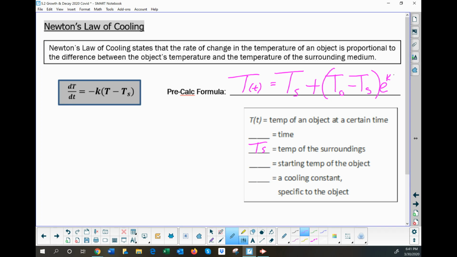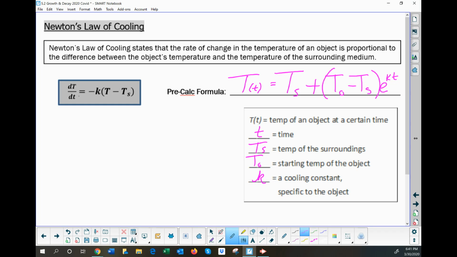So starting the temperature of the object, I'm going to call that T sub 0. A cooling constant specific to the object, that's my K. And time is little t. So knowing that, I could take this statement.